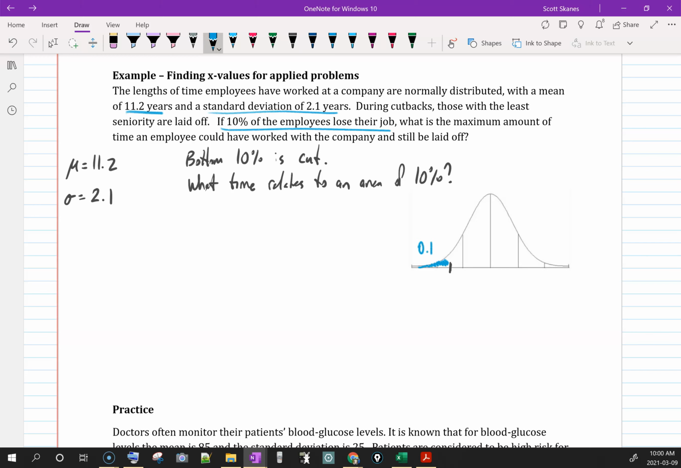This is our 10%, or 0.1. So again, we're going to look for the z value at this point. We're going to look for the x value at that point. So the first step is going to be find z. And the second step is going to be find the x. So now you've got the setup. That should be relatively easy to figure out. The answer is going to be 8.51 years, which you can see the full solution online on D2L right now.